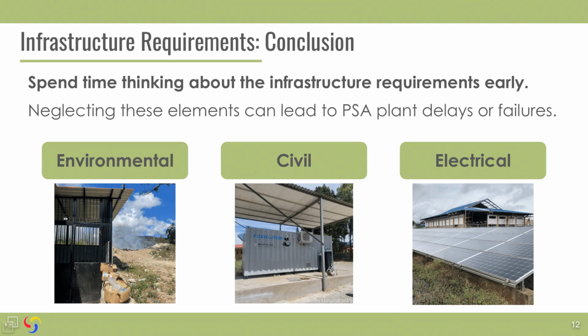In conclusion, a PSA plant has unique infrastructure requirements that must be considered early. Neglecting these elements can lead to delays in commissioning, damage to plant equipment, or the inability to run your PSA plant effectively. We hope that you have enjoyed this introduction to infrastructure requirements. Continue on to learn more about planning for maintenance, specifically maintenance requirements.